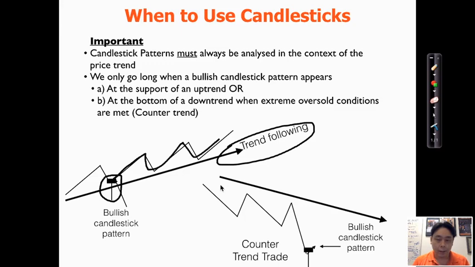Or in this case, you can see it's a downtrend, and it's right at the bottom of the downtrend where it is oversold. So stochastic is oversold at the lower Bollinger Bands, and we expect it to retrace back to the moving average. And that would be a long pattern, which is a counter trend trade when we see a bullish candlestick pattern.